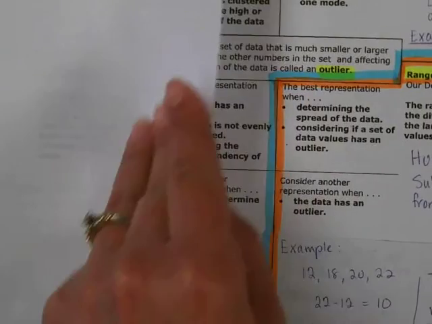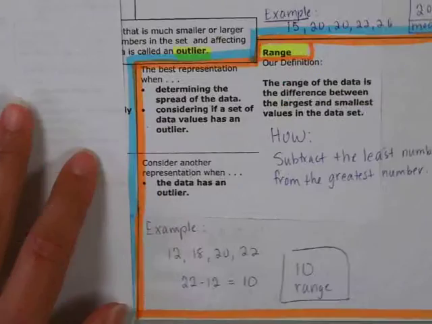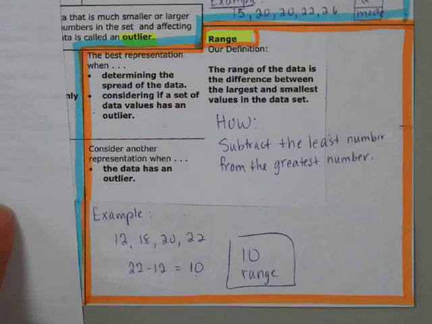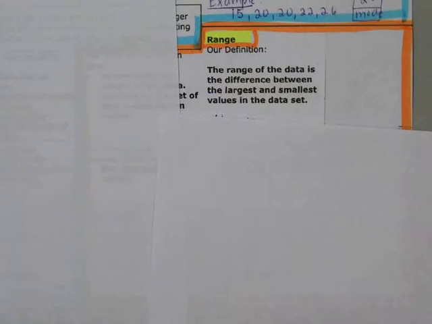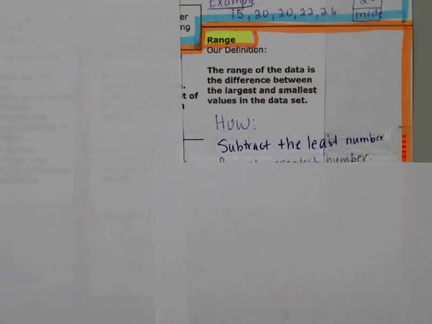The last thing we're going to talk about is range. Now notice that range is outlined in orange, and we did not include the word range when we were talking about measures of central tendency. Range is not a measure of central tendency, but we can use range to describe a set of data. So the range is the difference between the largest and smallest values in a set of data. How do we find that? We subtract the least number from the greatest number.